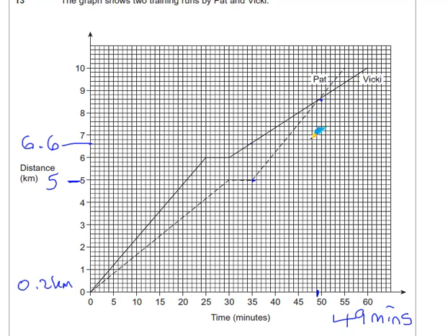So the distance between Vicky and Pat, Vicky is at 6.6 kilometres. Pat is at 5 kilometres. So how far is it from 5 up to 6.6? Or we could do 6.6 take away 5. The answer is 1.6 kilometres.